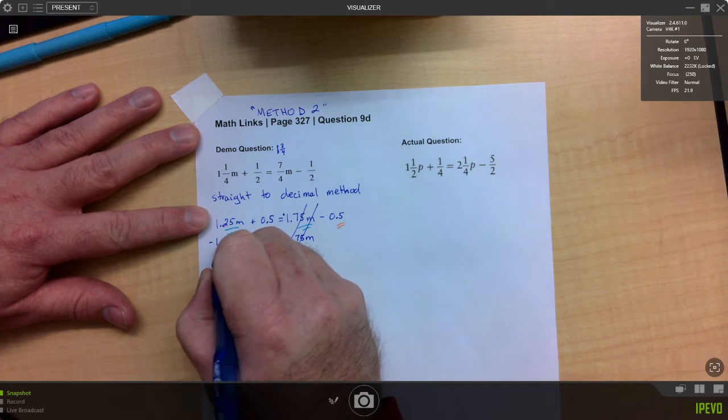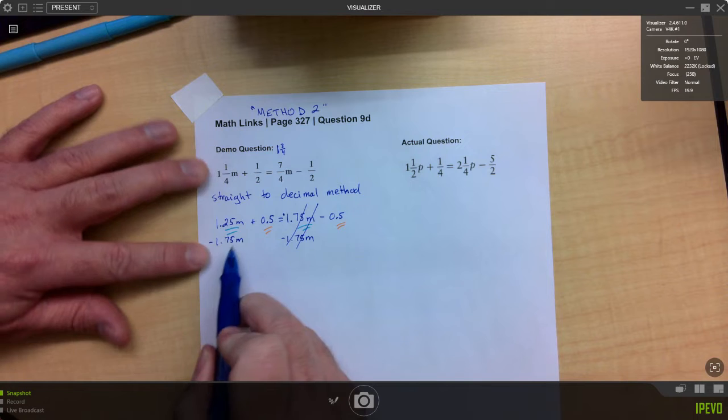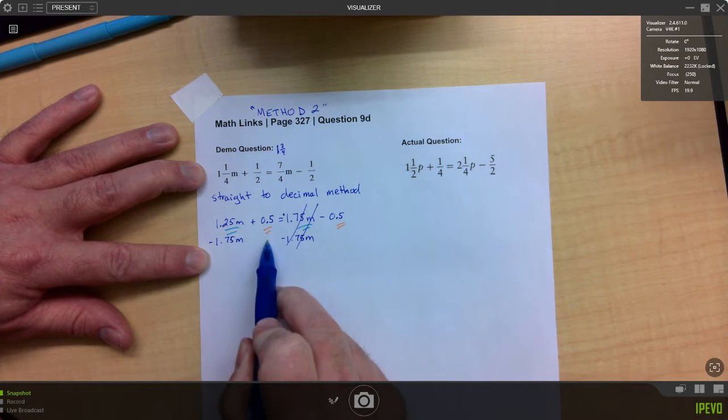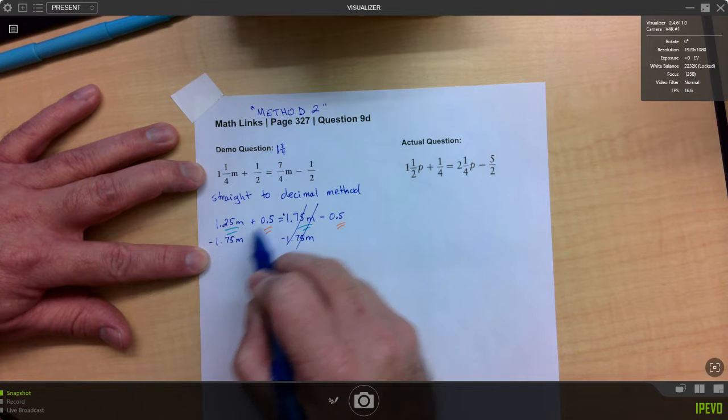You must always maintain balance in your equations. So whatever you do to one side, you do to the other. You noticed I lined up the variable term. You don't put the minus 1.75 below this. This is a constant, right? There's no variable attached to it. It's not appropriate to try and get these two to talk to each other.